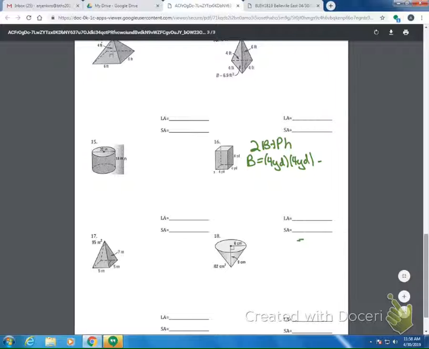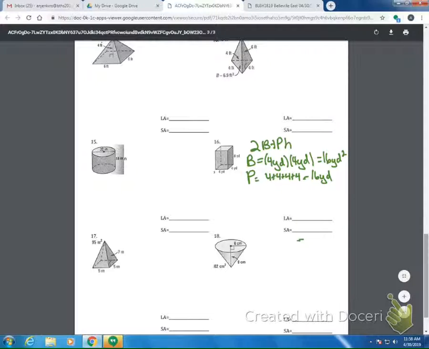Exactly right. What's 4 times 4? Yep, 16 yards squared. And then we have the perimeter. So what's your perimeter there? Exactly right, which is? Yep.